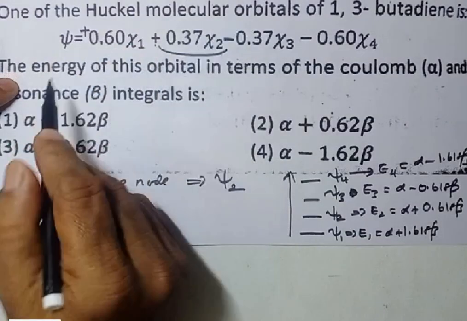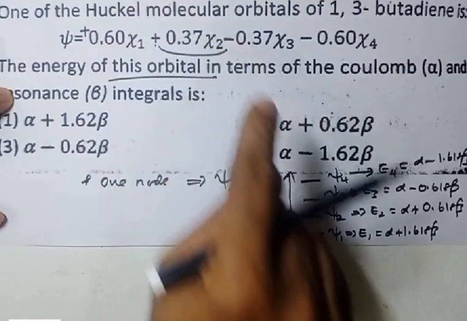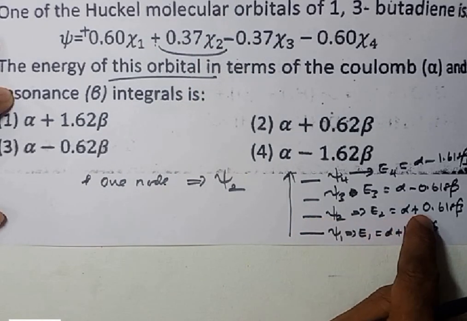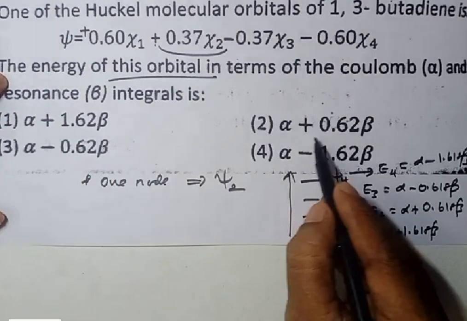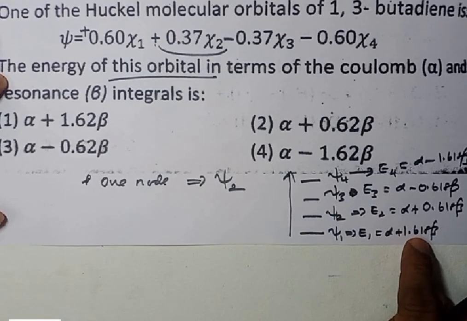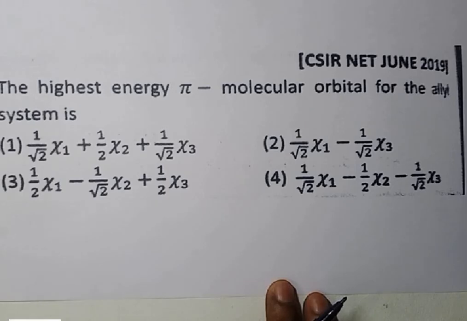Now, they are asking the energy of this molecular orbital, which has one node. One node means it should be psi 2. For this orbital, the energy is alpha plus 0.618 beta. You can write 0.618 as 0.62, roughly. So the correct option for this question is option 2. This question appeared in June 2019.